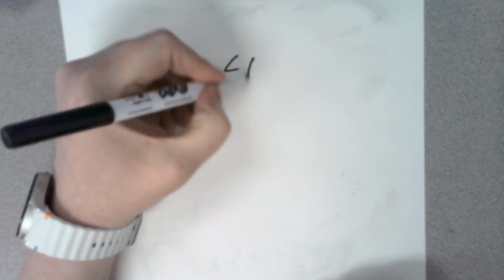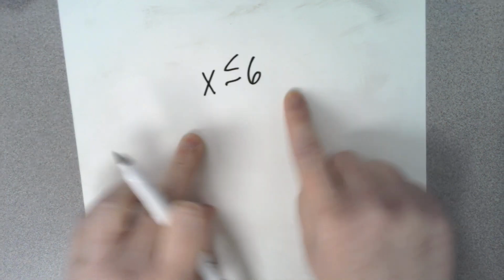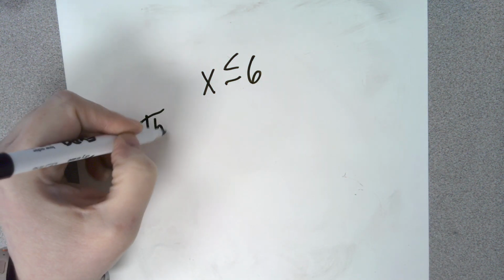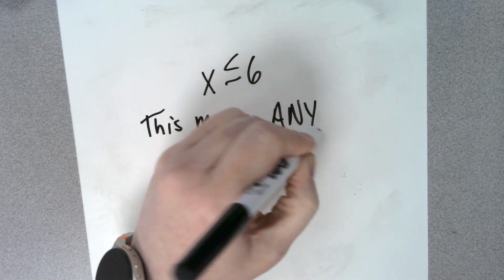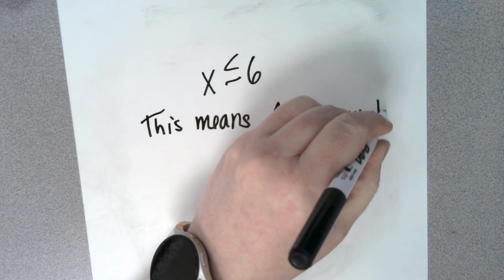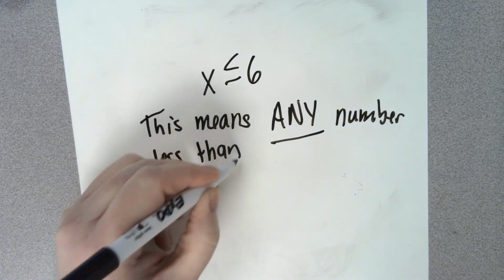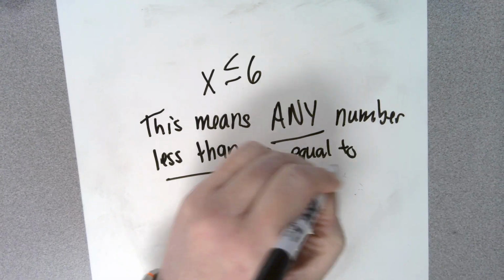Now, what that sentence is saying, x less than or equal to 6, is if it asks you, what does this mean? Well, we know that it's this number. Oh, this over here has to be smaller than this over here. But the sentence is, this means any number less than or equal to 6.